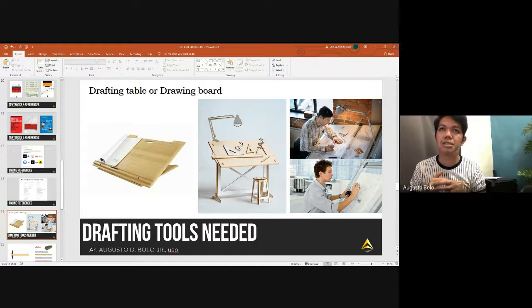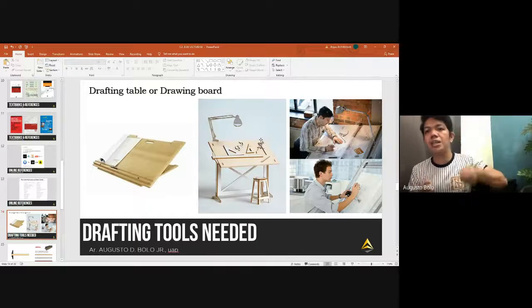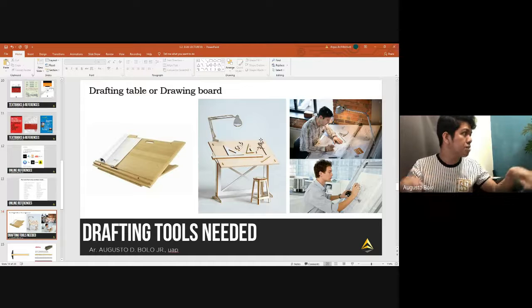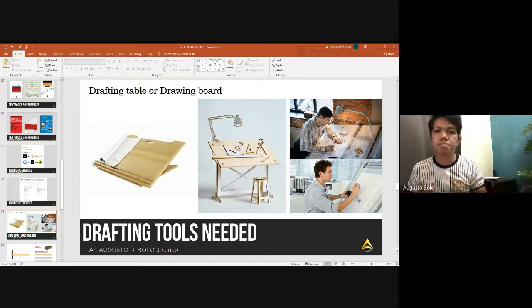you can buy this sa National Bookstore. Meron ng mga ready-made tables and even yung drafting board. Kaya mo siyang, itong handy na anywhere you can put. Sa UNC before, meron tayong mga drafting table. Yes. Okay.